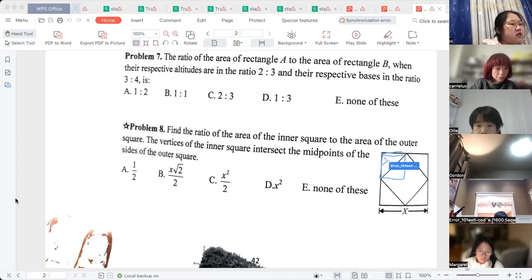Okay, we try not to just put everything on top of it, okay? So let's take a look at this one. Find the ratio of the inner square and the area of the outer square.